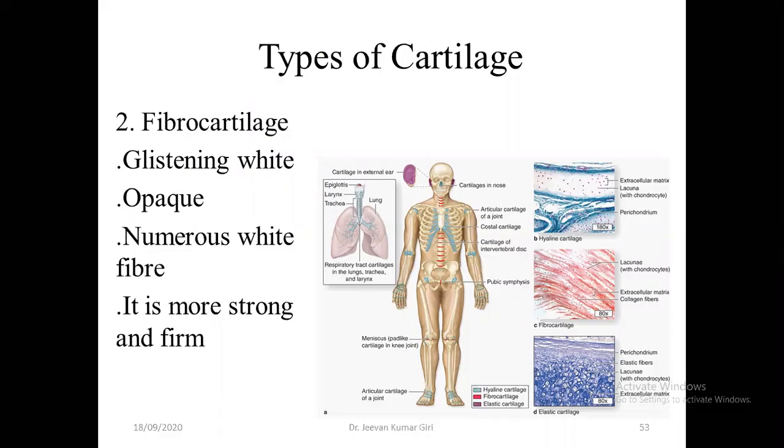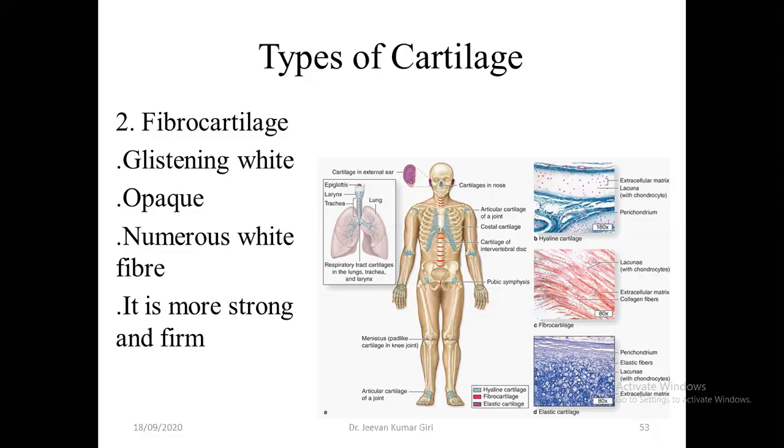In case of hyaline cartilage, you will find few fibers, isn't it? And the fibers have the same refractive index as that of the matrix. But here you will find more collagen fiber, bundles of collagen fiber. And if you see the strength or the flexibility of this fibrocartilage, it is stronger and firmer than the other cartilage. So it is the strongest cartilage out of 3.